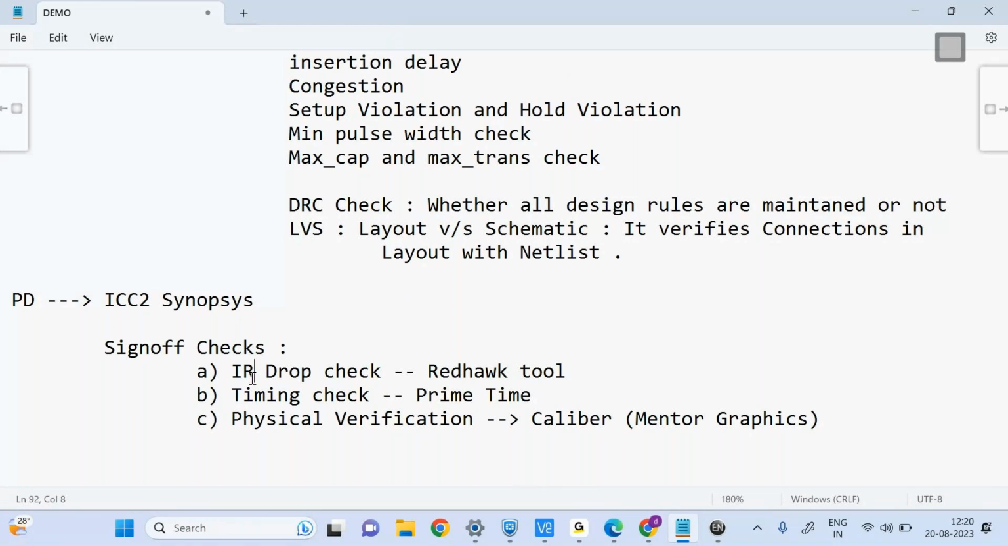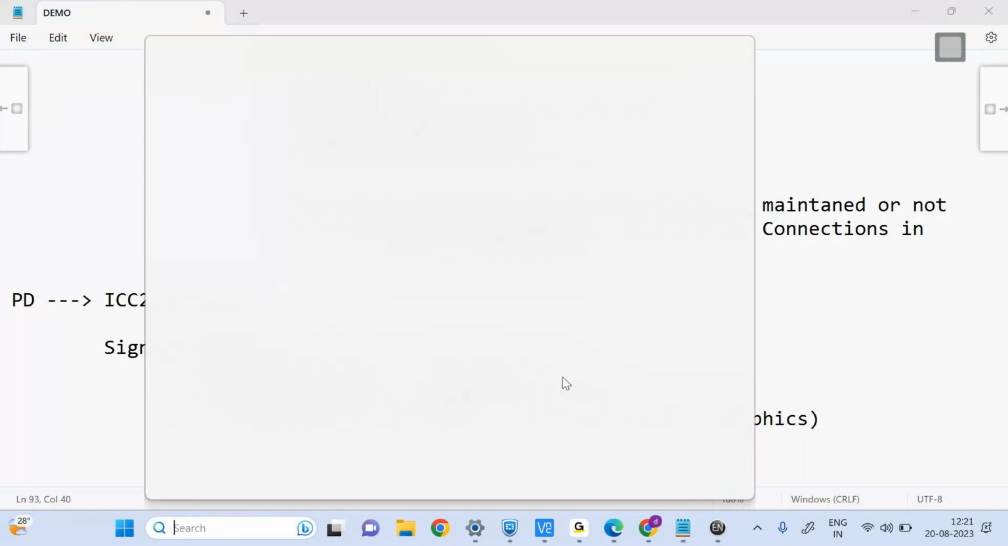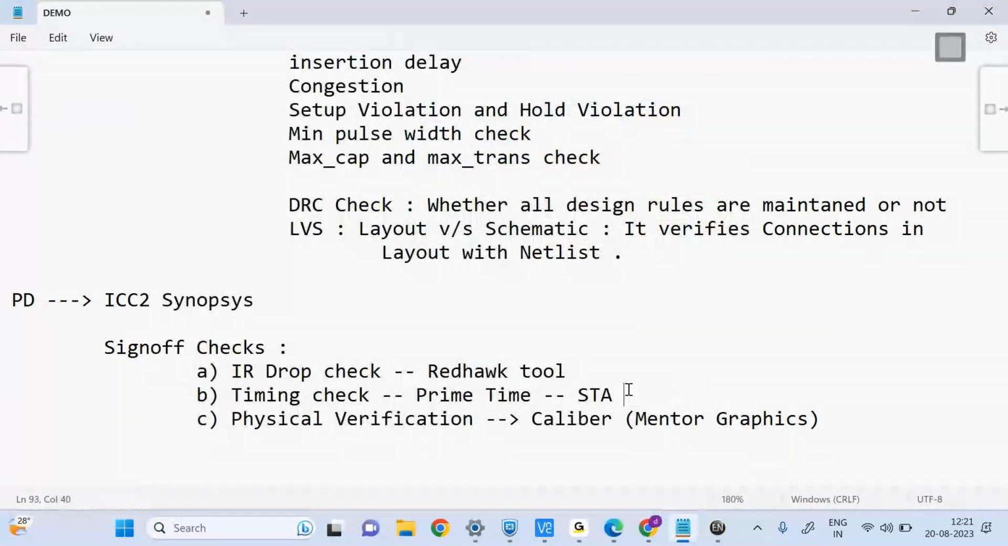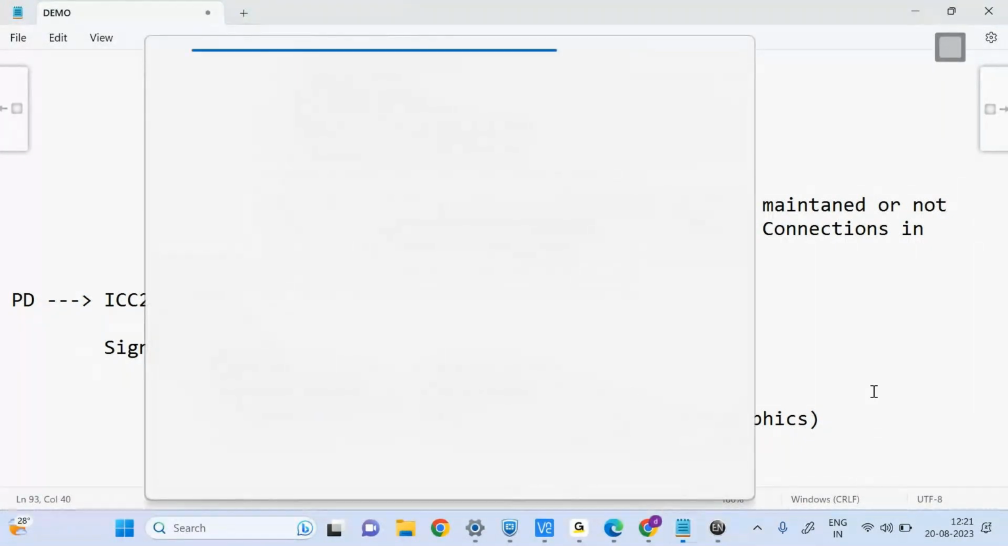See, for physical verification, they will do DRC and LVS by using a separate tool called what? Caliber. For timing checks, they will do STA, static timing analysis. And the Redhawk tool will do IR drop, power analysis, electromigration check. Mainly they will do IR drop and power.